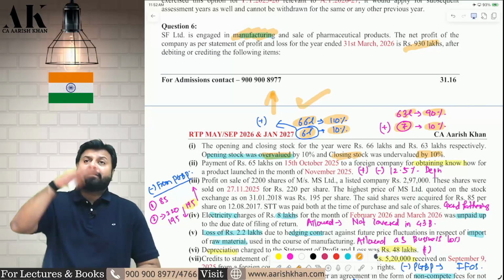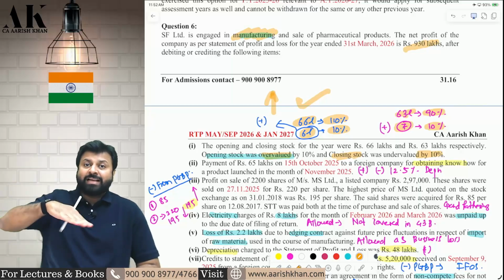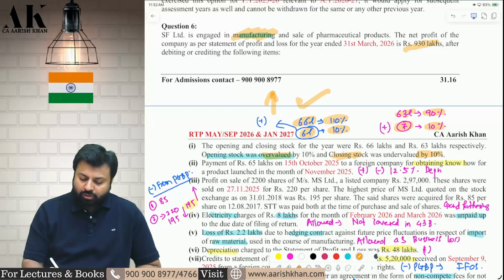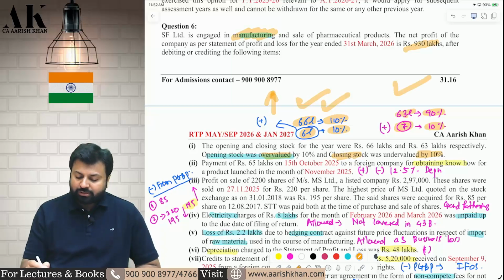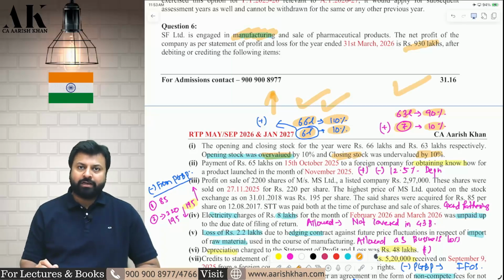So if the credit side of the P&L is undervalued, it means the profit is less. So add back the 7 lakhs. So the opening stock will also be added back. The closing stock will also be added back. I hope it is clear to all of you.